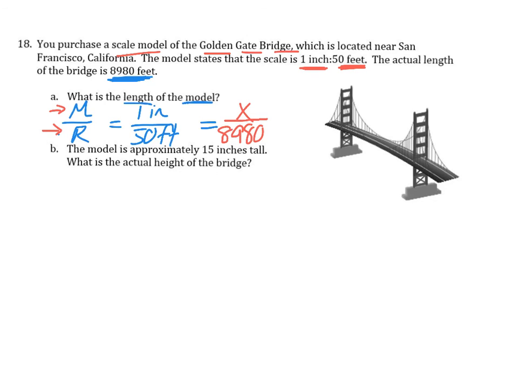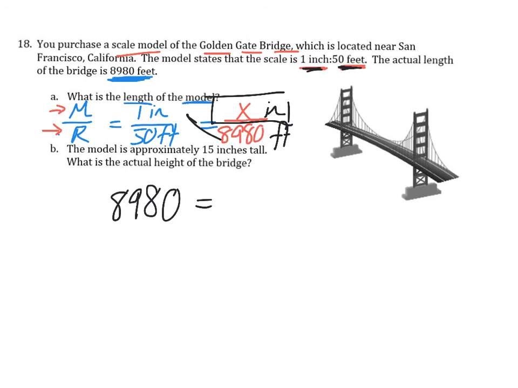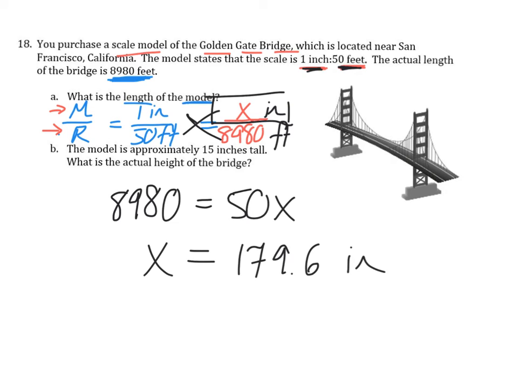Now, since my ratio is already set up in inches and feet, then I really don't need to change them to the same units, because I know that my numerator up here, where x is, is going to be in inches. So what I need to do now is just cross multiply. Well, I'm going to have 8,980 equal to 50x. So now I'm just dividing it by 50. So x equals 179.6, and I already determined earlier that those units were going to be inches.